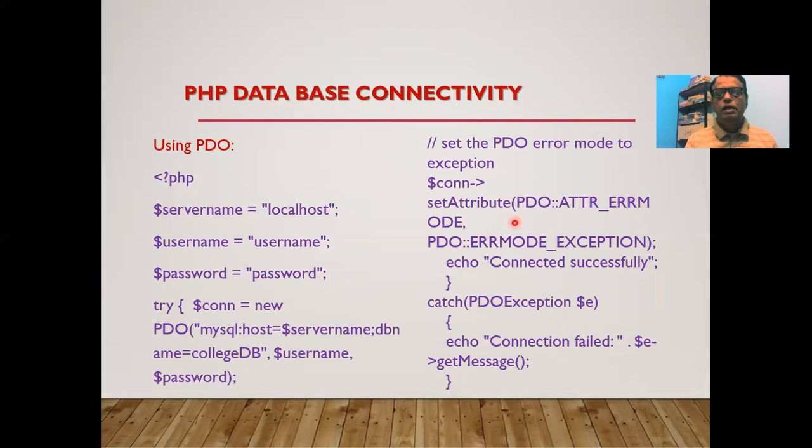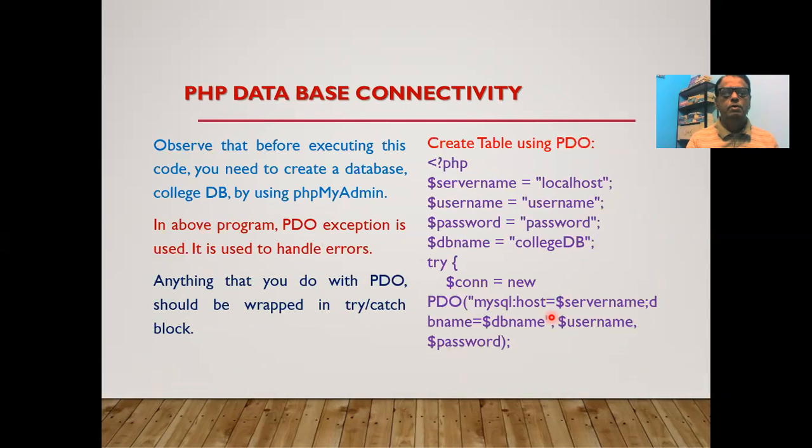Once the connection is established, a message will be displayed regarding connected successfully. Otherwise, the message will be displayed regarding connection failed. One needs to observe that before executing this code, you need to create a database called college DB, and this can be done by using phpMyAdmin. PHP exception is used in this program for handling of the errors. So anything that you do with the PDO should be wrapped in the try and catch block.